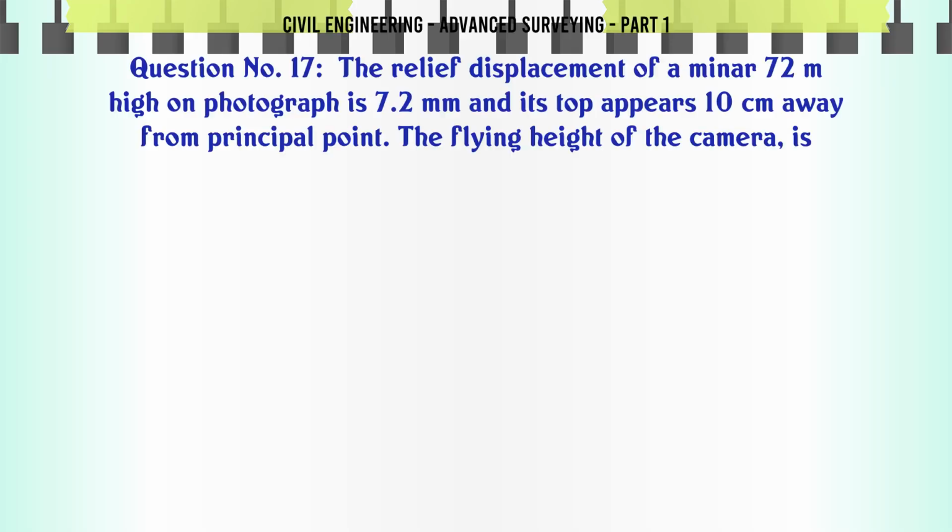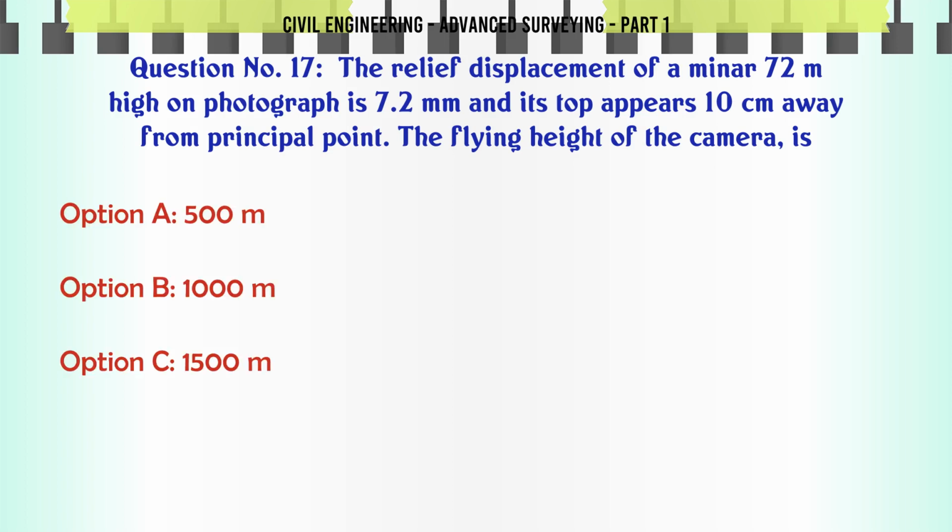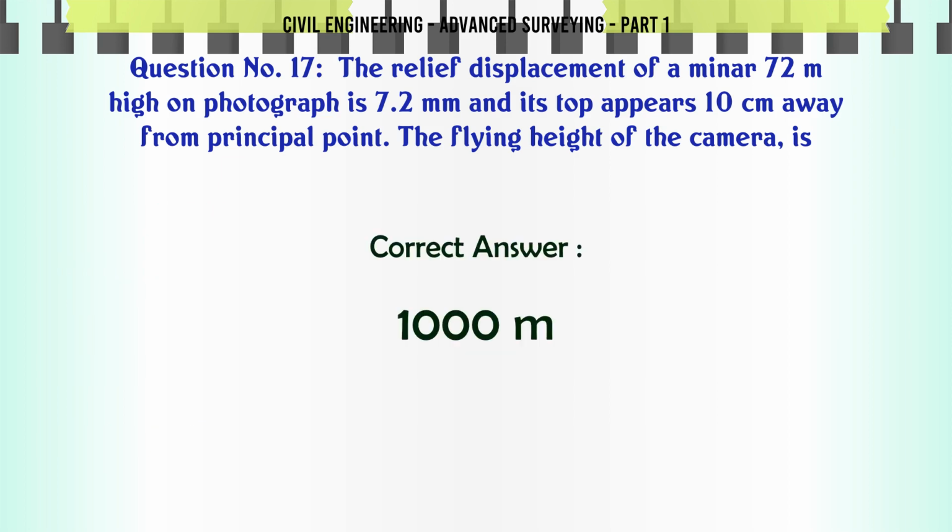The relief displacement of a minar 72 m high on a photograph is 7.2 mm and its top appears 10 cm away from the principal point. The flying height of the camera is: A. 500 m, B. 1000 m, C. 1500 m, D. 2000 m. The correct answer is 1000 m.